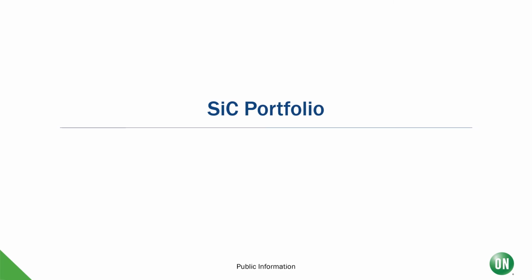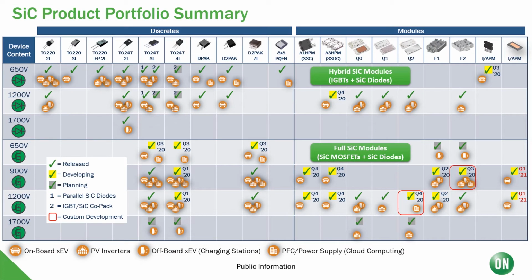Okay, so now let's talk a little bit about ON's SiC portfolio. If you look on the upper left-hand side, you'll see that we have 650 volt, 1200 volt, and 1700 volt diodes available. We have them available in different packages from TO220 all the way to D2PAK and QFNs. We then take those die and we put them into a variety of different modules. These modules are going to be hybrid SiC modules where we take our IGBTs and our SiC diodes and integrate them into a different power module.